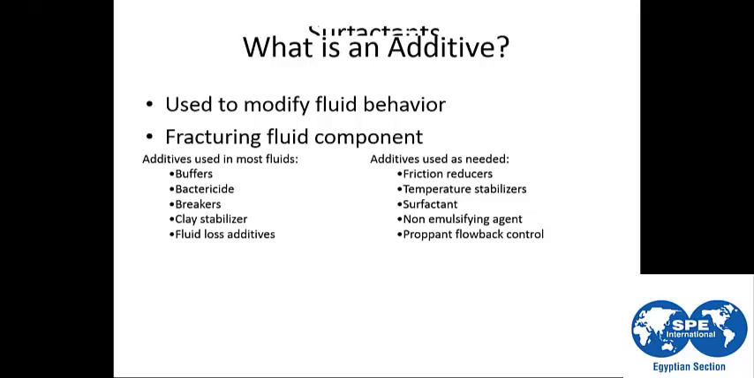What are the additives of the frac? The additives of frac are used to modify the fluid behavior of the fracture fluid. What we are using as fracture fluid additives are the buffers, biocide, breakers, clay stabilizer, and fluid loss additives. These are the most commonly used additives in the fracture fluid. However, we have other additives that are not commonly used: friction reducer, temperature stabilizer, surfactant, non-emulsifying agent, and the proppant flowback control.